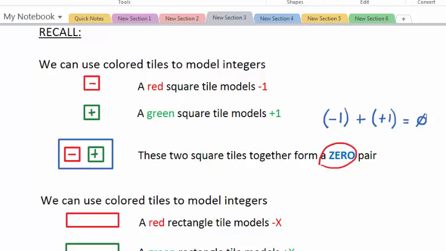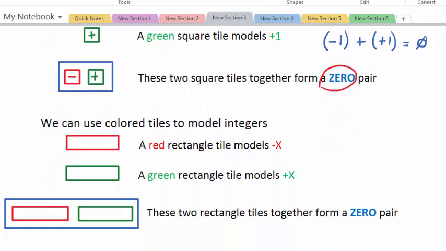Let's go to the second one. We will see a small difference. Now there is a rectangle. We can use colored rectangle tiles to model variables. So I need to fix this one: it's not integers, it's variables. This is the difference between rectangle and square. Square for integers, but rectangle for variables.